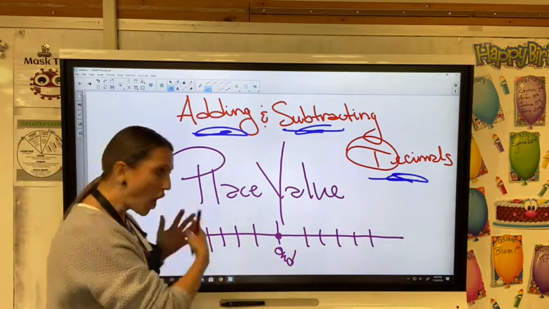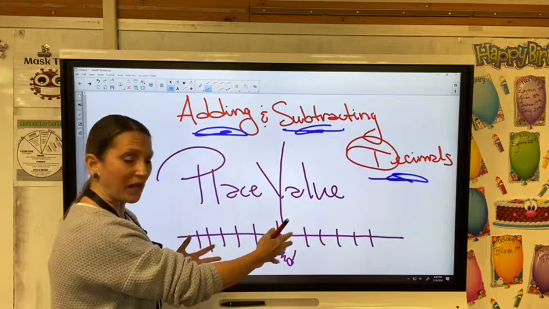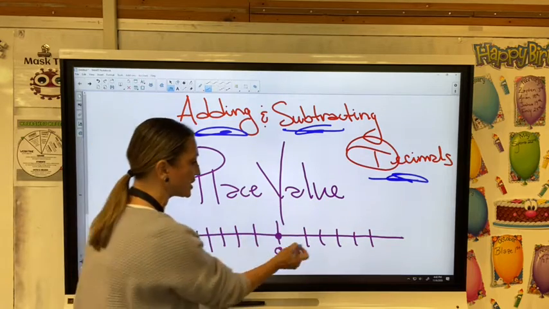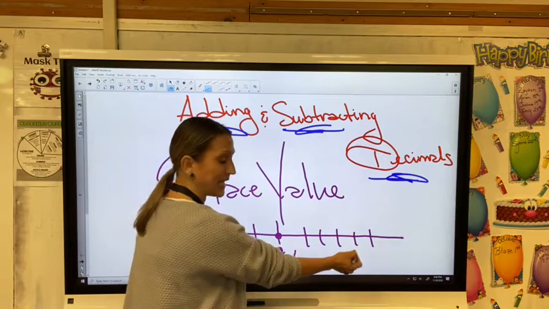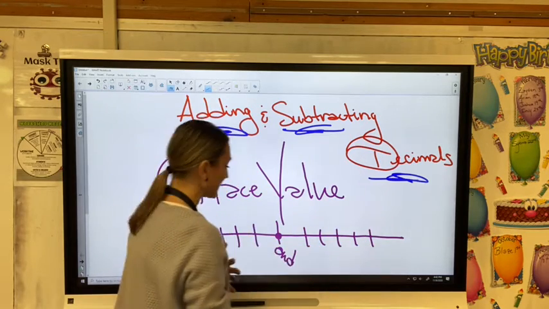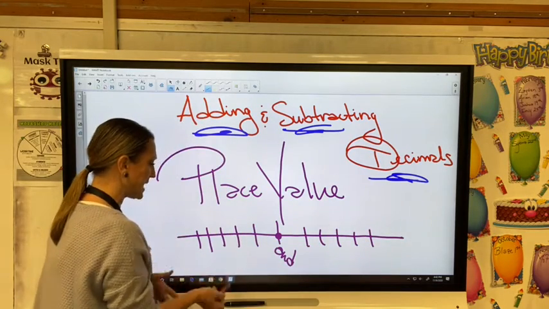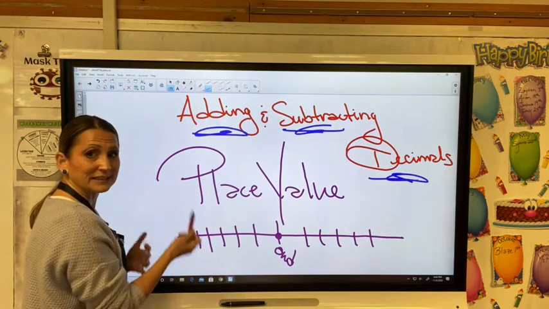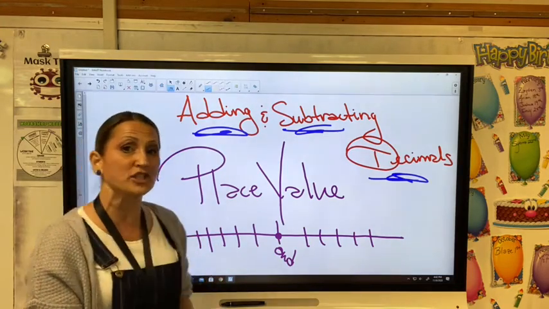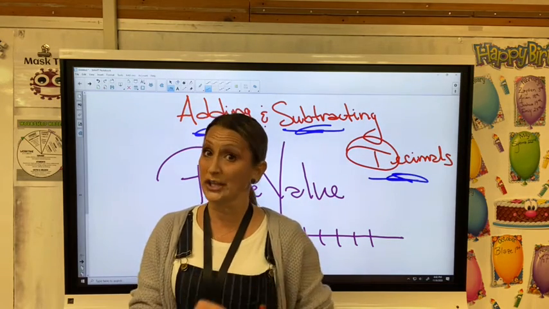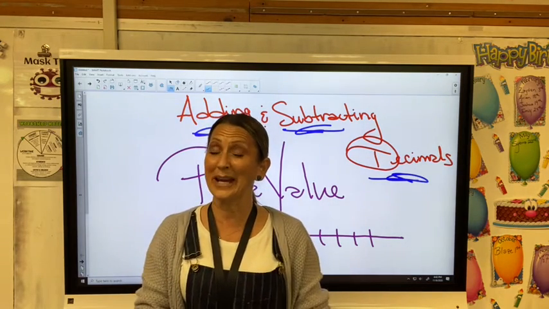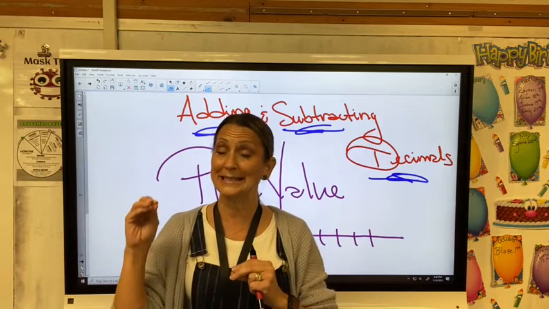So know your decimal number line. Know that this is the tenths, the hundredths, the thousandths, the 10,000ths, the 100,000ths. This is the ones, the tens, the hundreds, the thousands, the 10,000s, and so on and so on. Really get to know your decimal number line. It's very, as I say in class, importante.